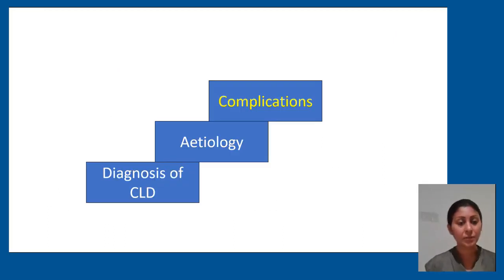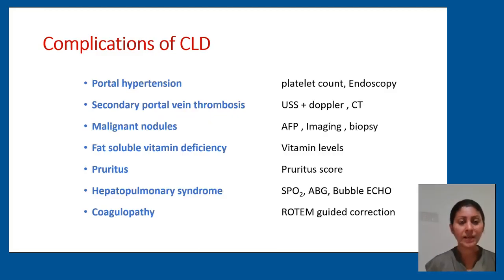Thirdly, we have actually looked at the diagnosis, etiology, and now thirdly, we can look at the complications associated with chronic liver disease. So these are the main complications which we encounter in our day-to-day practice. Portal hypertension is very, very common. If you see a child with chronic liver disease, invariably you will see portal hypertension.